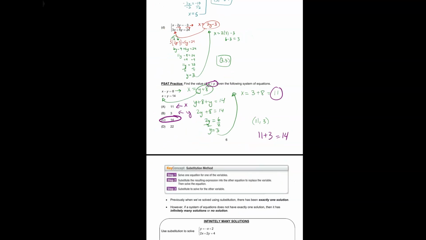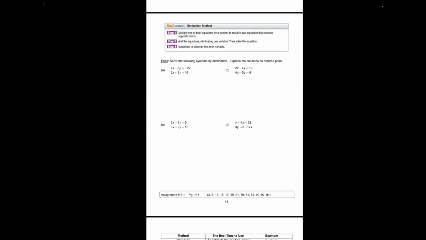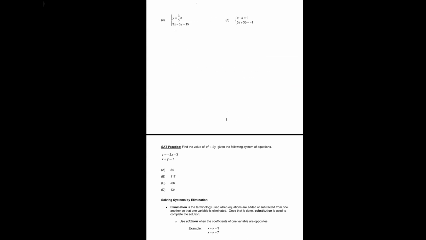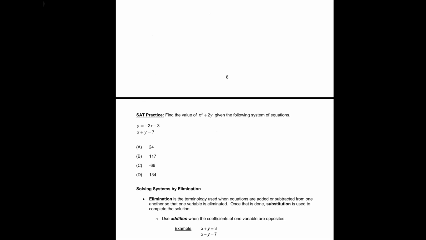Okay, so this is page 6. This is a pretty good place to stop because we have 7-ish pages to go over. But guess what? This is more about substitution, more practice with substitution. So these first 2 pages are just a little review. We'll hit elimination.